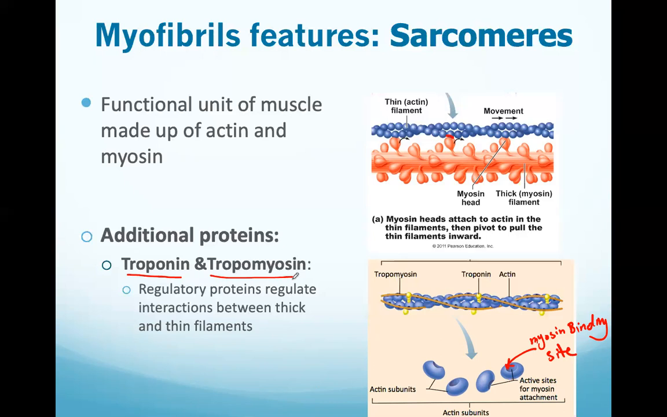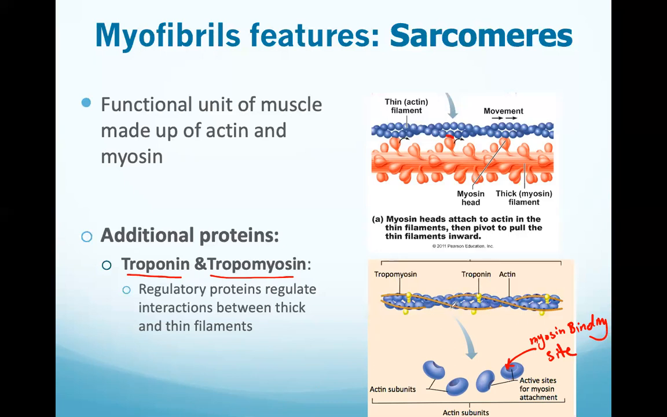These are regulatory proteins that ensure that the actin and myosin cannot interact. But how are they doing that exactly? Let's take a look at this picture, guys. See these little bumps, these little indentations that you see in black right here? These are my myosin binding sites.